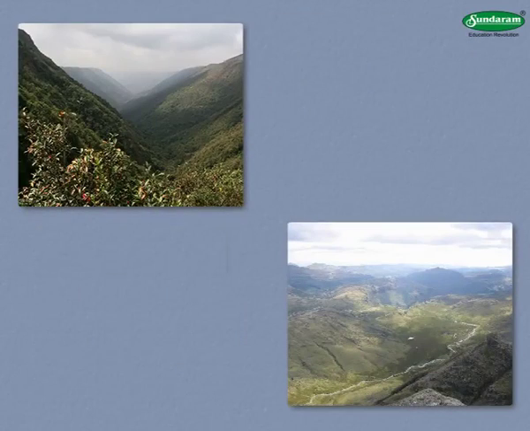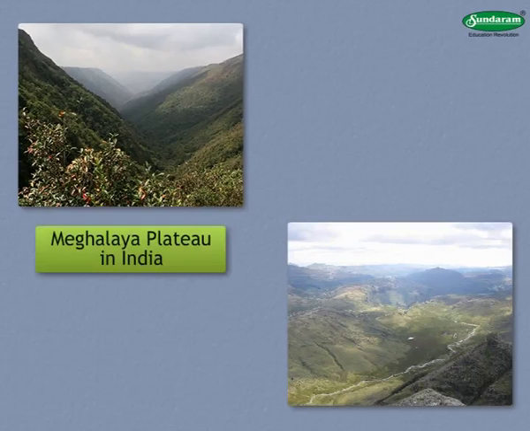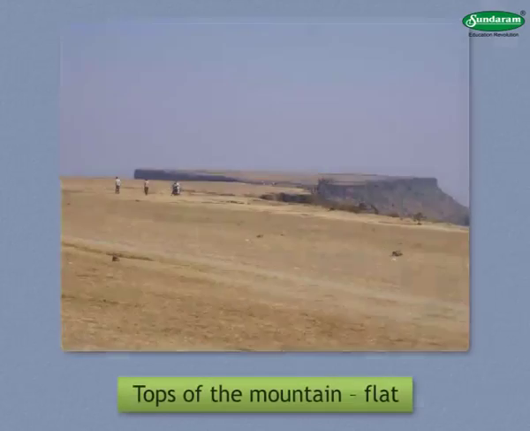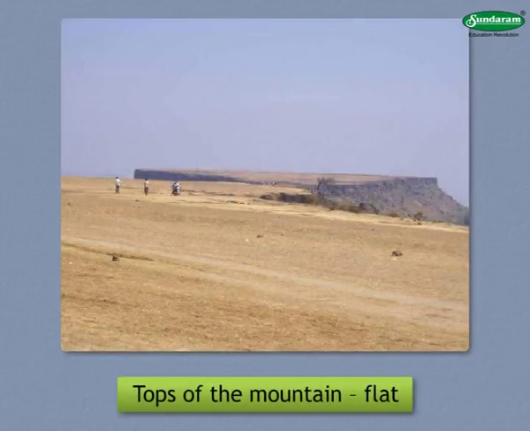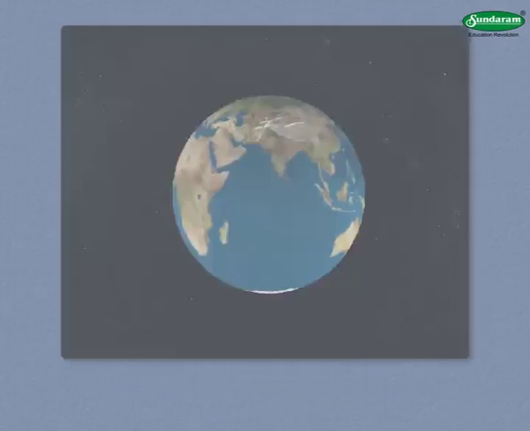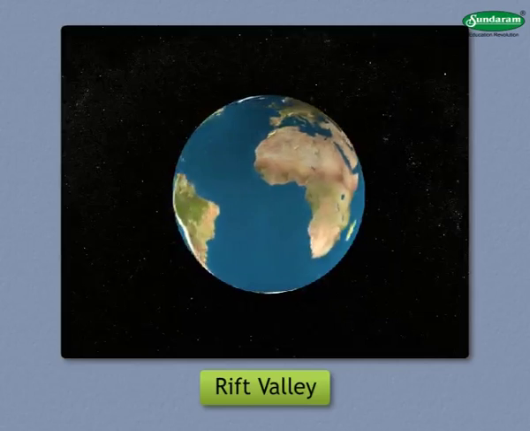For example, the Meghalaya Plateau in India and the Black Forest Mountain in Europe. The tops of block mountains are generally flat. They do not have peaks. Their slopes are steep.